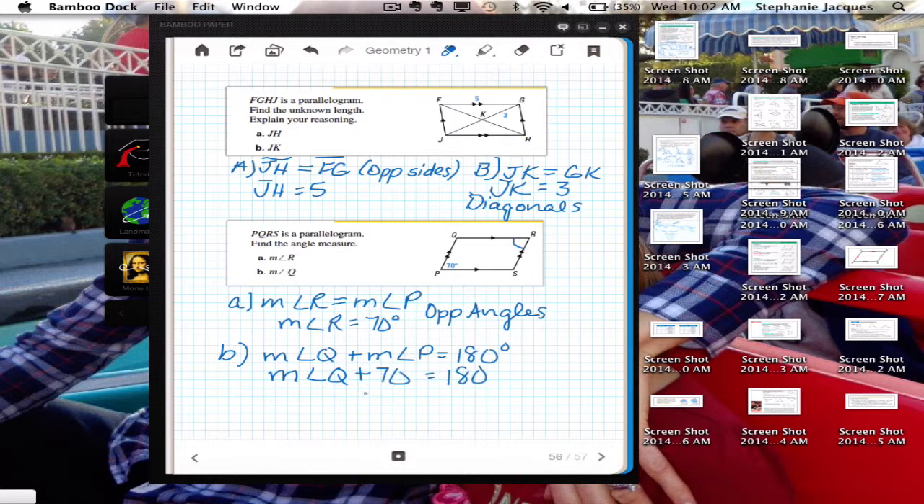And now, by the subtraction property of equality, I'm going to subtract. So I have the measurement of angle Q equals 110. And I'm going to just say supplementary.